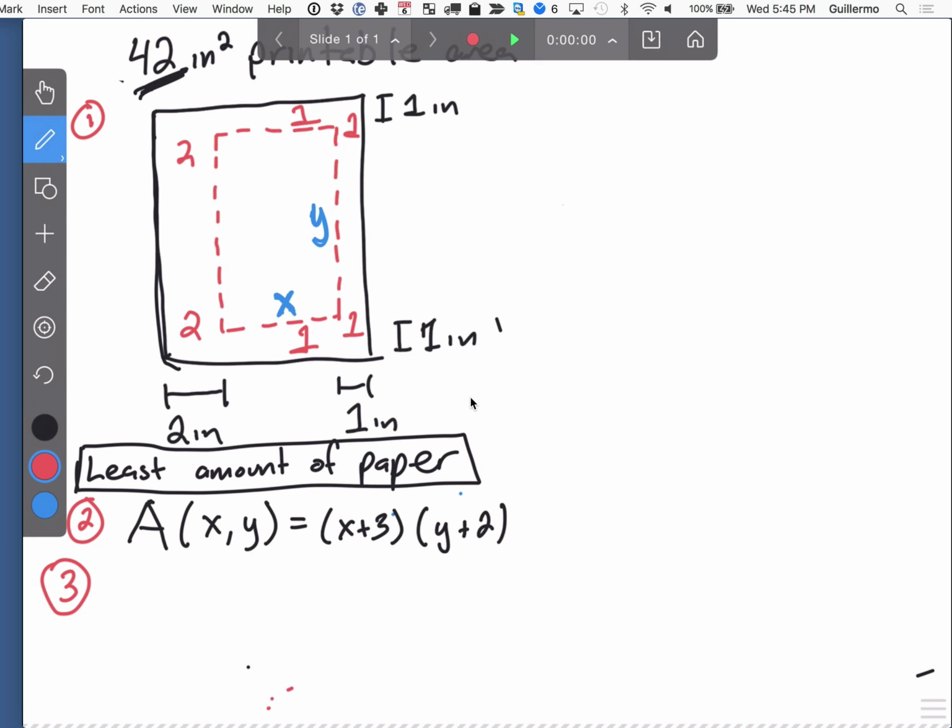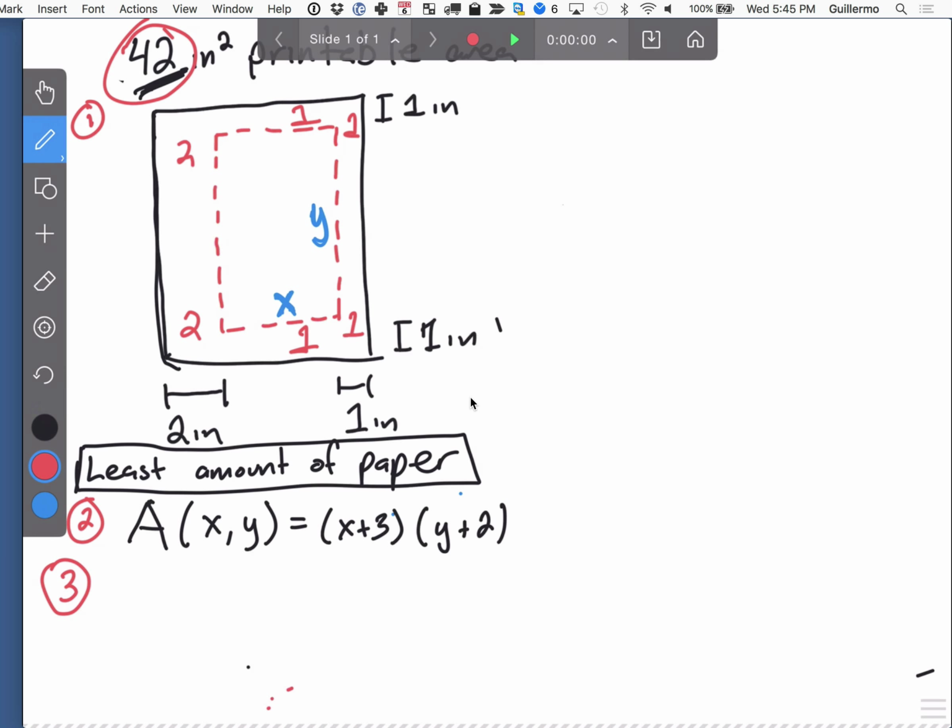Yeah, you use your constraint to solve for one of the two variables, so that you can write it as a function of one variable. So what is your constraint in this case? 42. Yeah, the 42, right? So you know that you need 42 square inches of printable area.